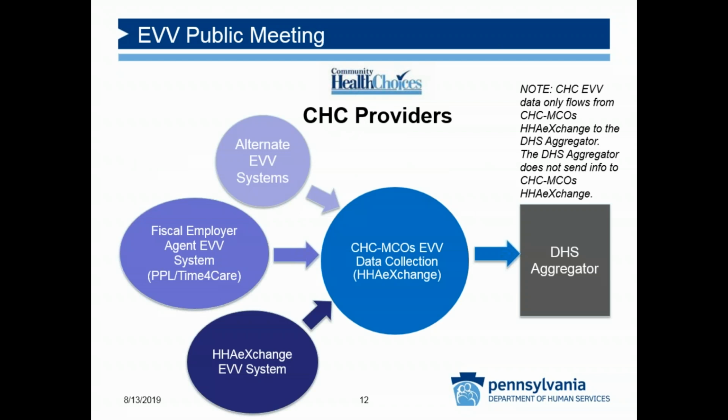So just to walk through it again, for CHC providers, we have the alternate EVV systems, we have the fiscal employer agent EVV system, or Time for Care, and we have the HHA Exchange EVV system, all pooling that EVV data for CHC providers and going into the HHA Exchange aggregator. HHA Exchange then will send all the information to the DHS aggregator. We wanted to note that the information really flows only one way, and that is from HHA Exchange to the DHS aggregator.